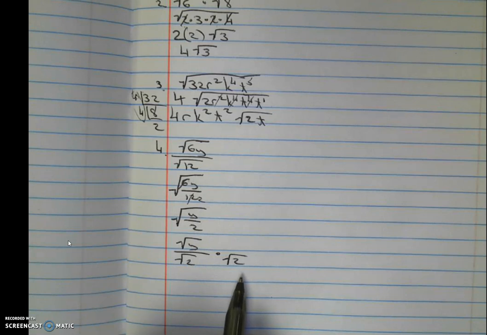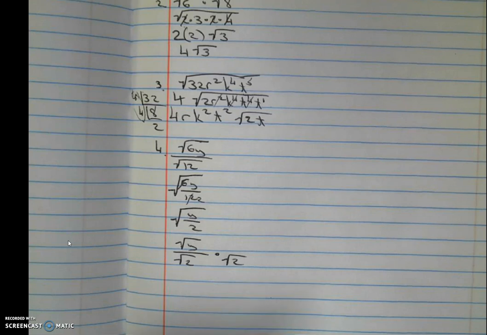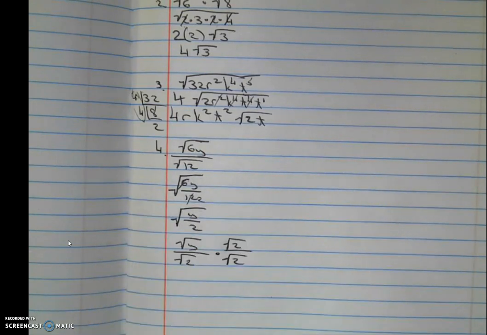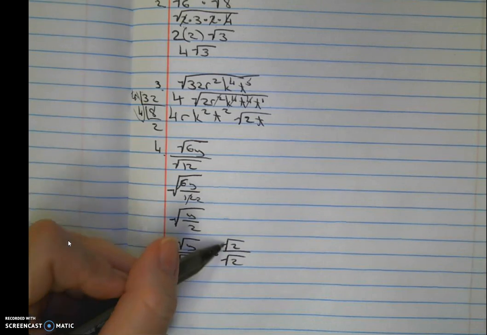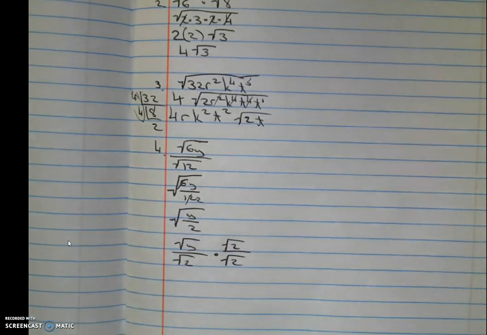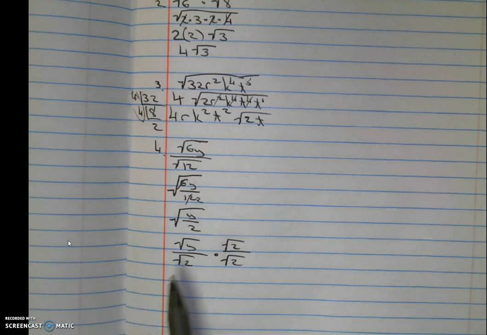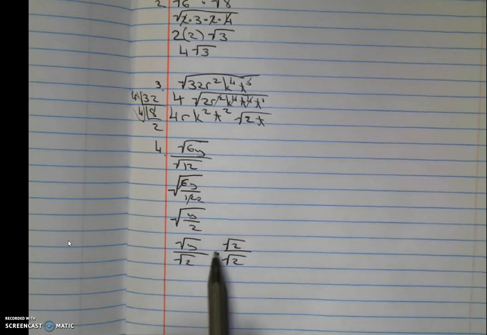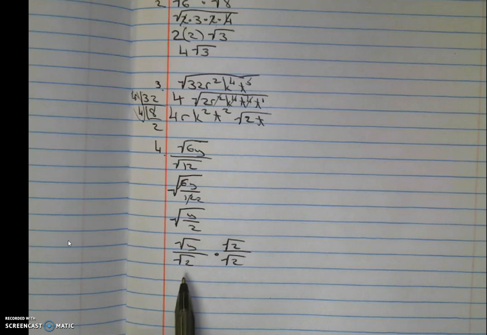I want that. But you know I can't just multiply the denominator by square root of 2 and call that it. Nope, I have to multiply by a fancy form of 1. Square root of 2 over square root of 2 is equal to 1. So I'm allowed to take this fraction times 1. And I want to because it will make it to where I no longer have a square root in the denominator.